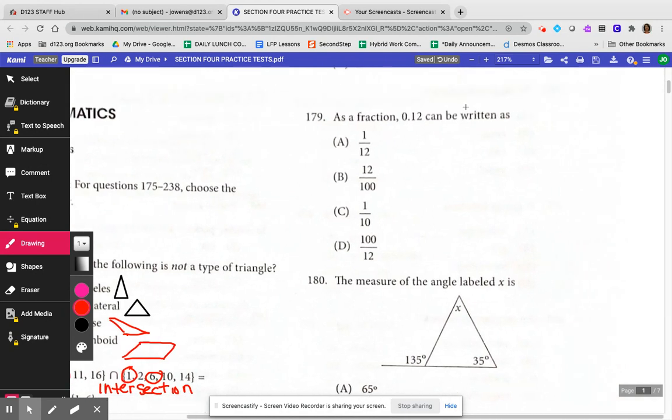179, writing this decimal as a fraction, which we've just done in class. Since this is a terminating decimal, it's going to be written over a power of 10. By power of 10, I mean 10, 100, 1,000, etc. 12 becomes my numerator. Since I have two digits in the numerator, I'm going to have two zeros after the 1. So that is B.